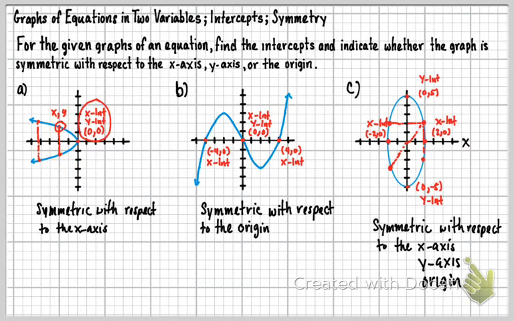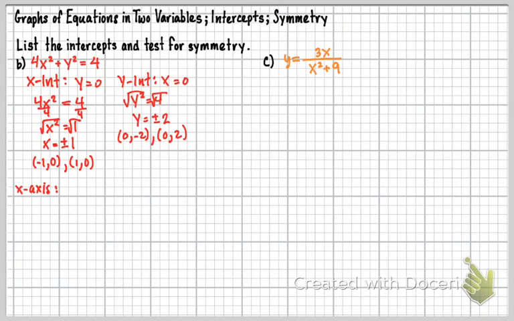So that tells me in my equation, I'm going to plug in negative y for y. So 4x squared plus negative y in for y squared equals 4. Now keep in mind I'm squaring this negative y, so a negative times a negative is positive. So this is actually going to be 4x squared plus y squared equals 4, which is the same equation as in the beginning. So that tells me that yes, this is symmetric with respect to the x-axis.